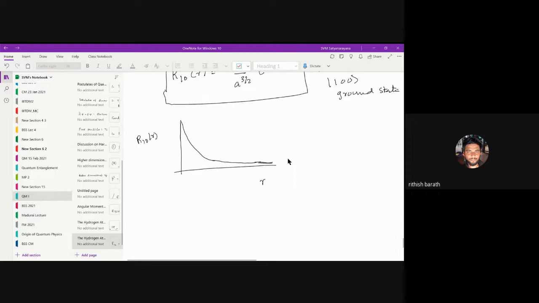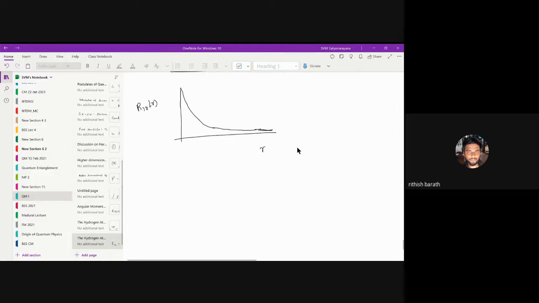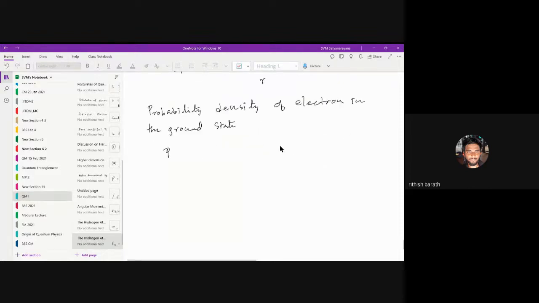But then you can also ask what is the probability density of the electron in the ground state. Okay, so if I denote it as P of R, P of R is equal to R10 of R mod square. It's not that, it is R square into this. That is the probability.